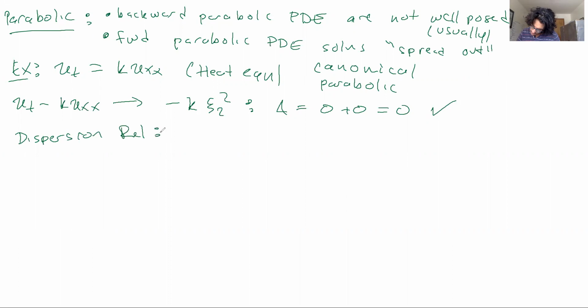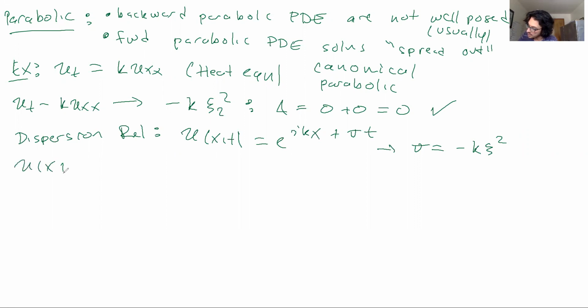Now, the dispersion relation of parabolic PDEs tends to not be one that leads to traveling wave type solutions because of this spreading out, okay? So high frequency wave numbers tend to get mollified or smoothed out. And that's apparent in our dispersion relation, which we can work out, which is that sigma equals minus k psi squared. How do you see that?